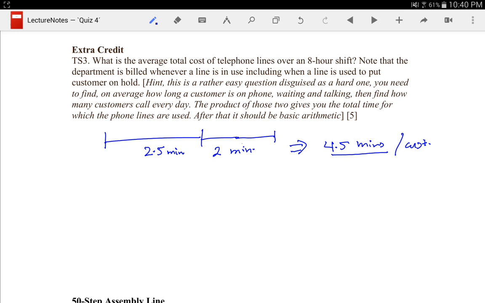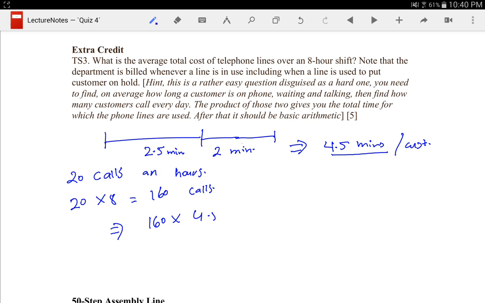Now you want to find out how many calls he gets a day. He gets 20 calls an hour, so in 8 hours he should get 20 multiplied by 8, that is 160 calls. That is altogether the phone is in use for 160 multiplied by 4.5 minutes, that is phone use.